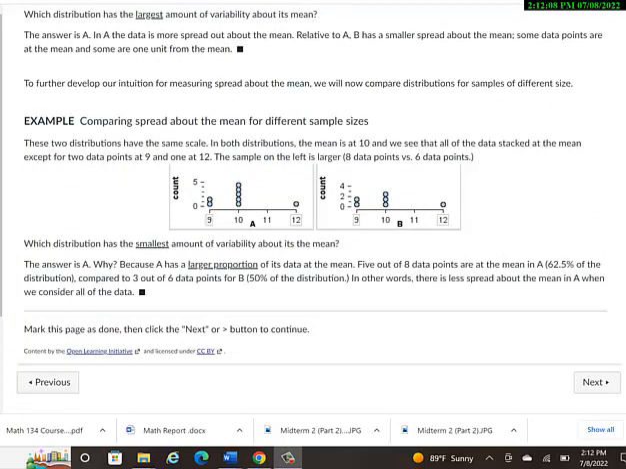To further develop our intuition for measuring spread about the mean, we will now compare distributions for samples of different sizes. So here's an example, comparing spread about the mean for different sample sizes. The two distributions below have the same scale on the x-axis, from 9 to 12. The mean is at 10, and we see the data stacked at the mean, except for 2 data points at 9 and 1 at 12.